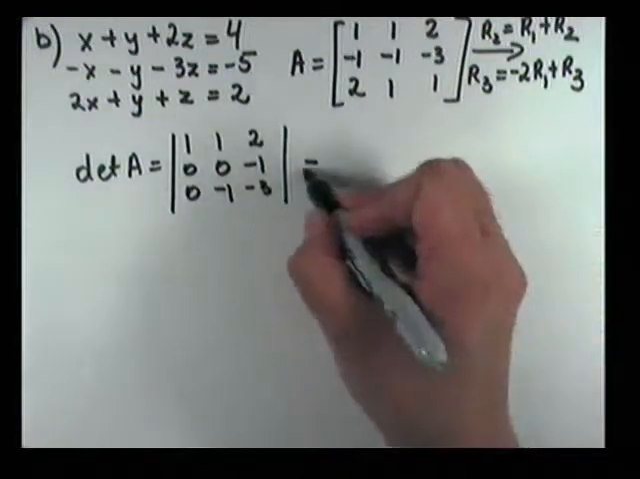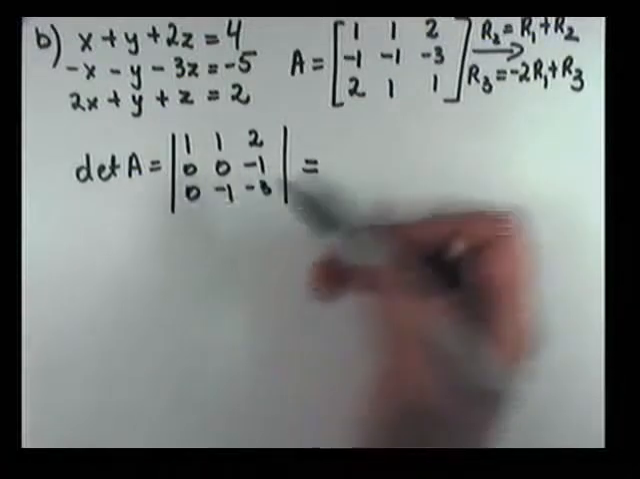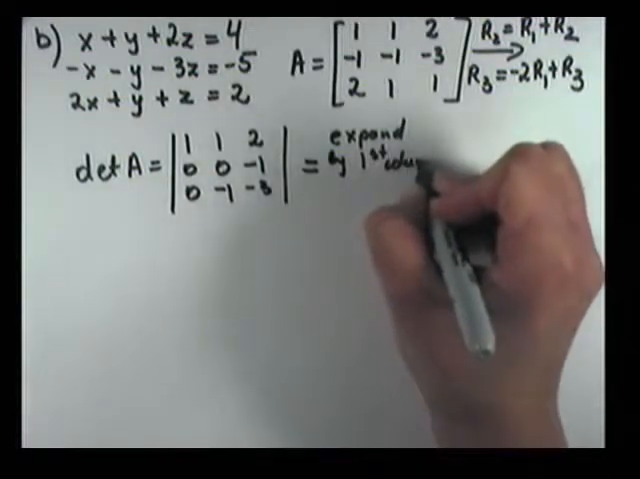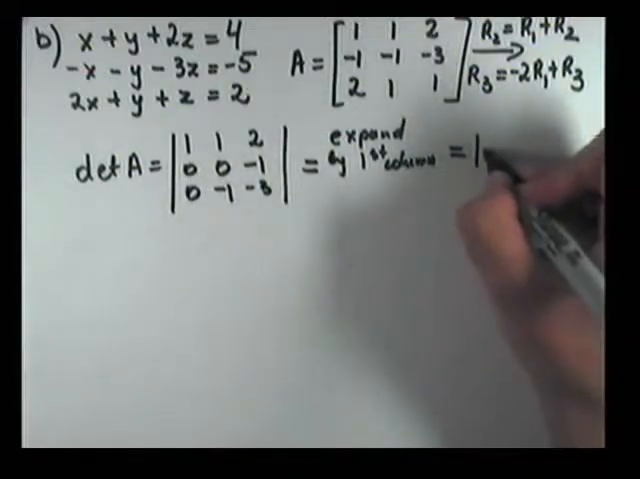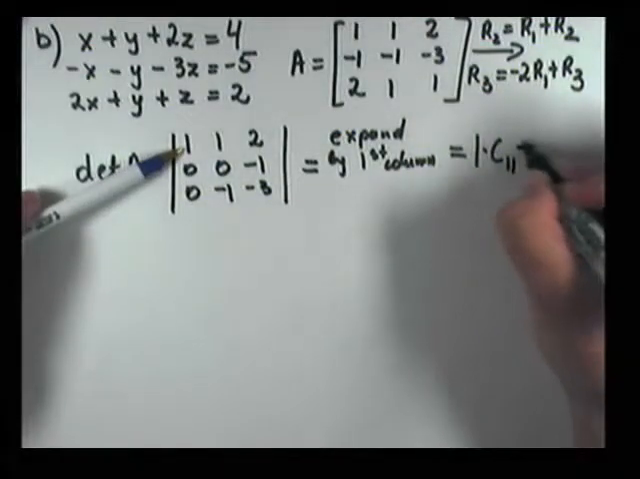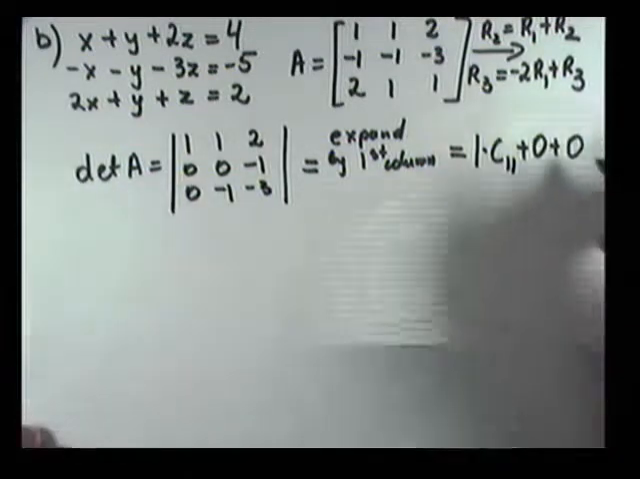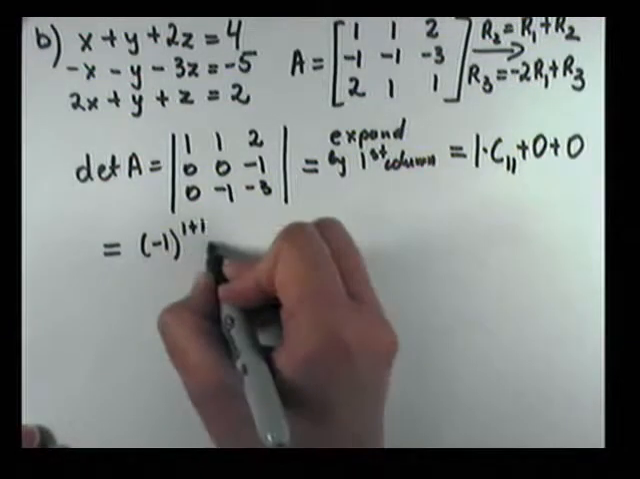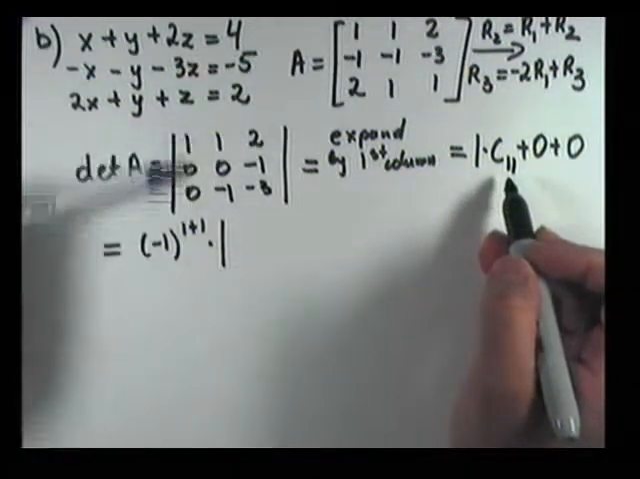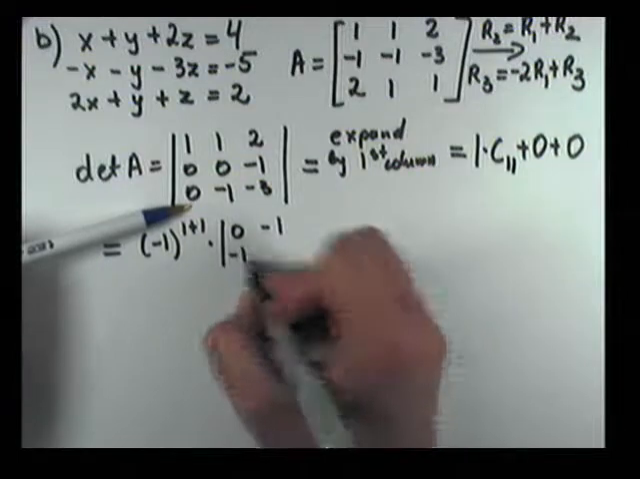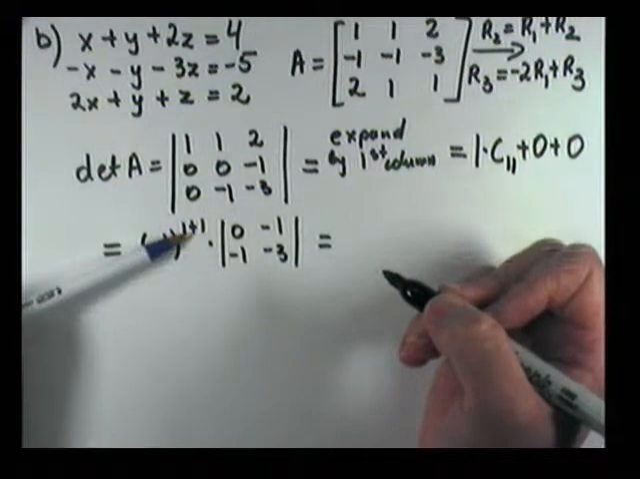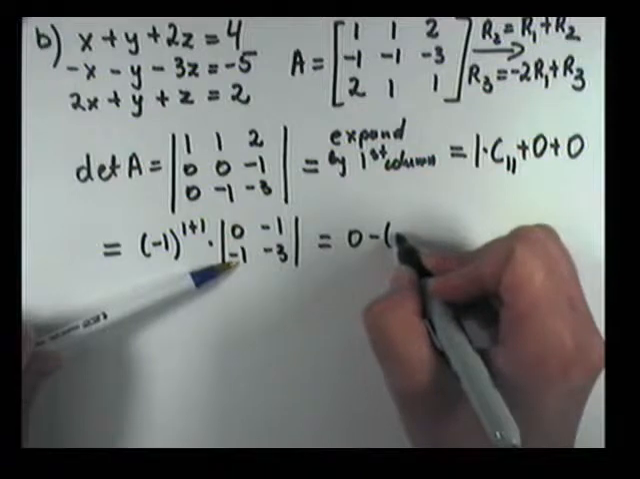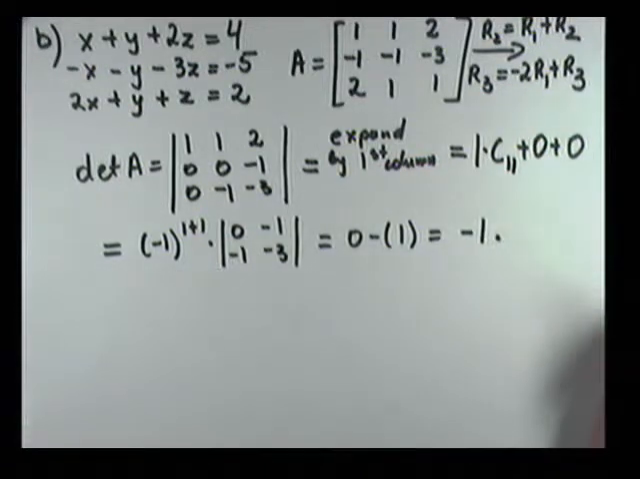So now we can expand. Now we can expand by the first column or by the second row. I will expand by first column. So this is 1 times the cofactor of position 1, 1 plus 0 plus 0. So this is equal to 1, it doesn't change anything, so I have minus 1 to the power 1 plus 1 times, delete the first row, first column. So we have 0, minus 1, minus 1, minus 3. Minus 1 to the power 2 is 1, so I have 0, minus 1 plus 1, so this is minus 1. The determinant of A is minus 1.